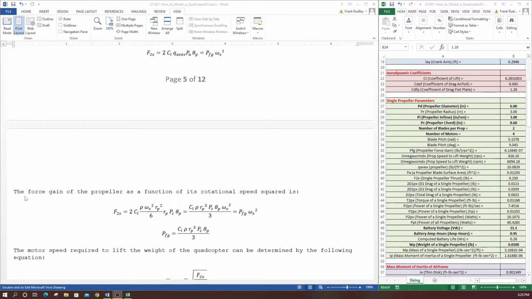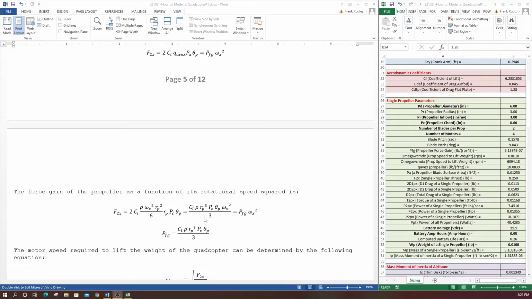So if we dig into this a little more, the force gain of the propeller as a function of its rotational speed squared, if we expand it out, is 2 times the coefficient of lift, and this is our average dynamic pressure. This is the radius of the propeller. This is C, the chord of the propeller, times the pitch angle. I believe PC is right, the chord of the propeller.